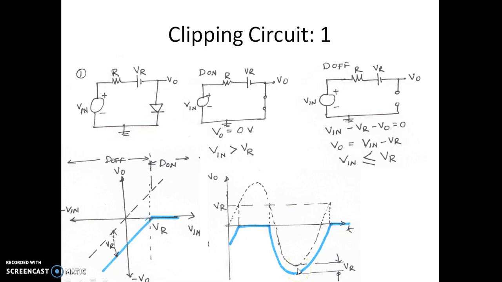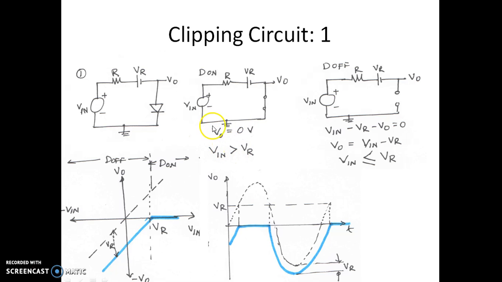So in this way, we can analyze this clipping circuit and write its transfer characteristics and the corresponding output waveform if the input is a sinusoidal waveform. This can be analyzed by writing two equivalent circuits and the expression for the output voltage, and we have to know under which condition, for what input voltage, these two situations occur.